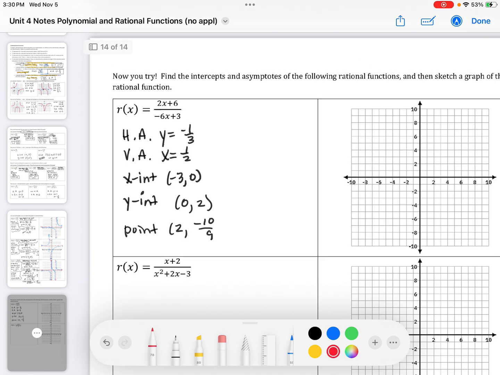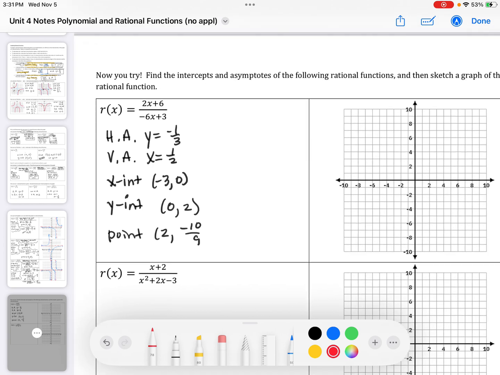Okay, and then graphing, I do my asymptotes first, and x-intercept, y-intercept, hug those asymptotes, and then plugging in that x value of 2, which is on the right side of the vertical asymptote, gave me another coordinate point to know that my other branch lives here.